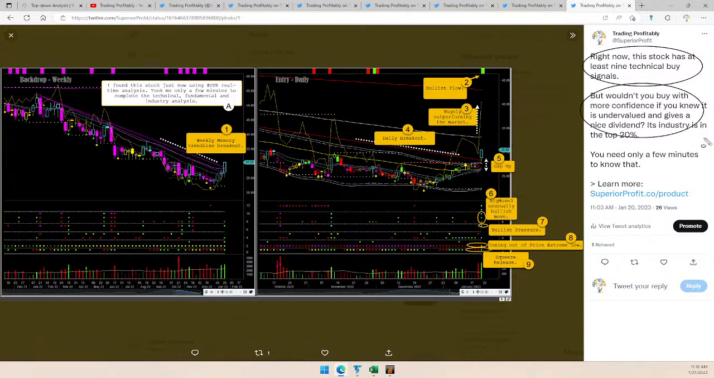But wouldn't you buy with more confidence if you knew it was undervalued and gave a nice dividend and its industry was among the top 20% of all industries at that time? Yes, you would, I would, and I did check that out with real-time Q systems in the morning session on Friday itself. Let's look at that. First, let me look at its fundamentals, the scorecard using Q Vital.